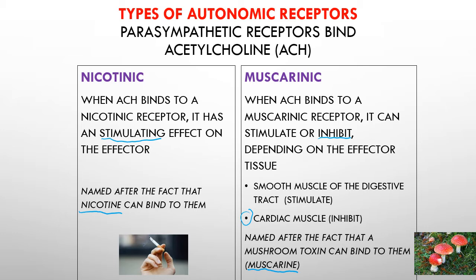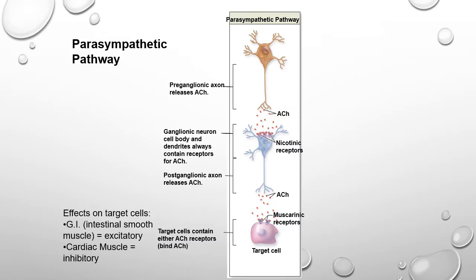Acetylcholine receptors in smooth muscle, and more specifically in that of the digestive tract, are going to cause increased contraction of those muscles. And so we get another different effect out of the same neurotransmitter, but different receptors give us different responses. So we have our parasympathetic pathway now.